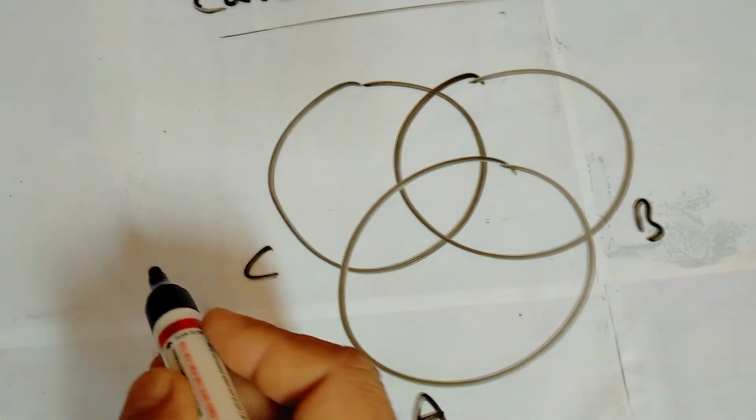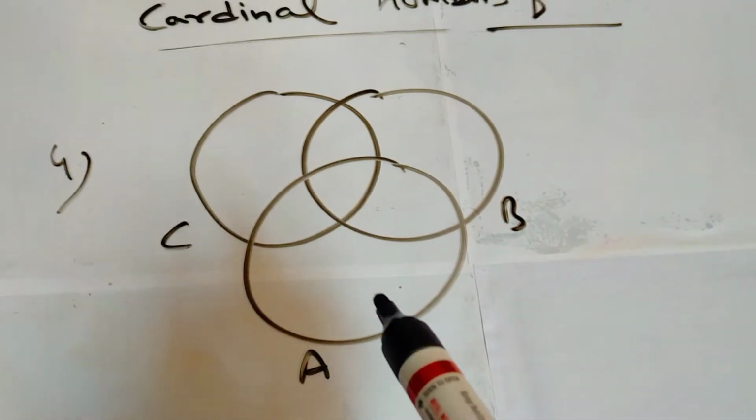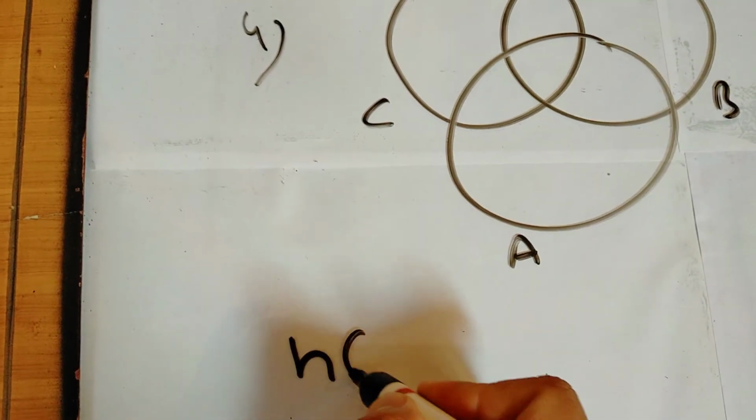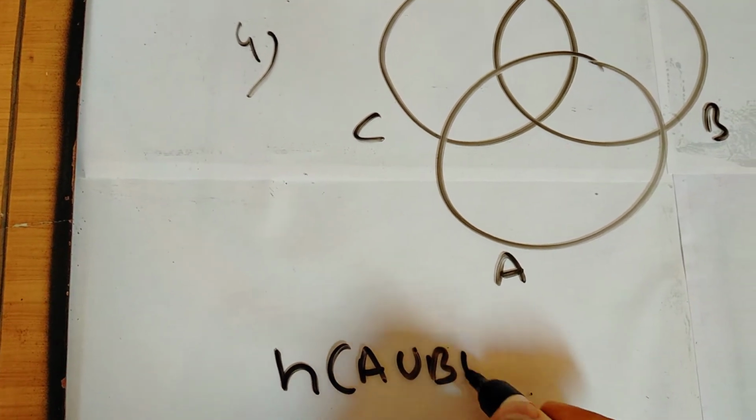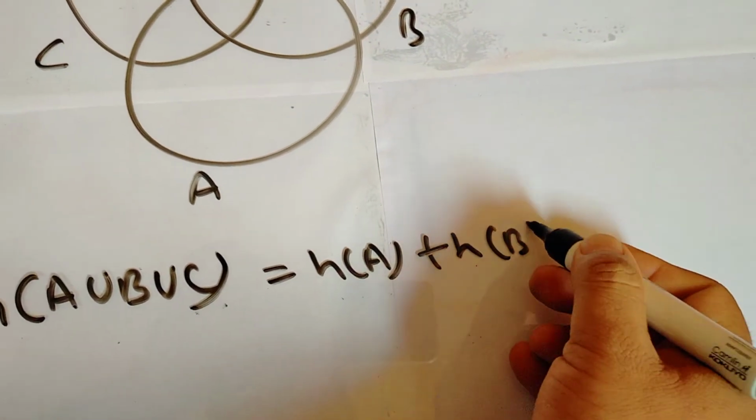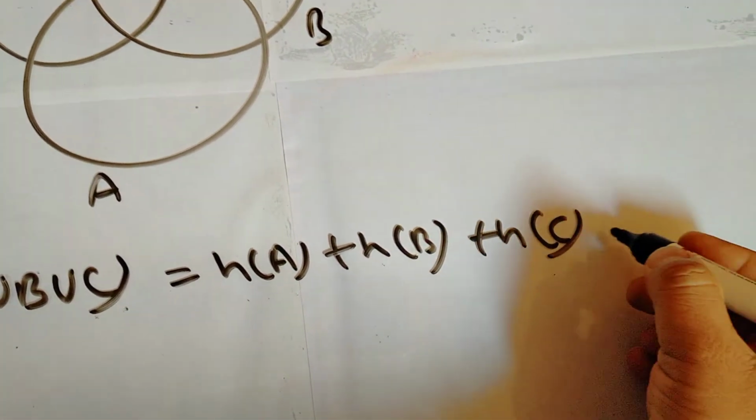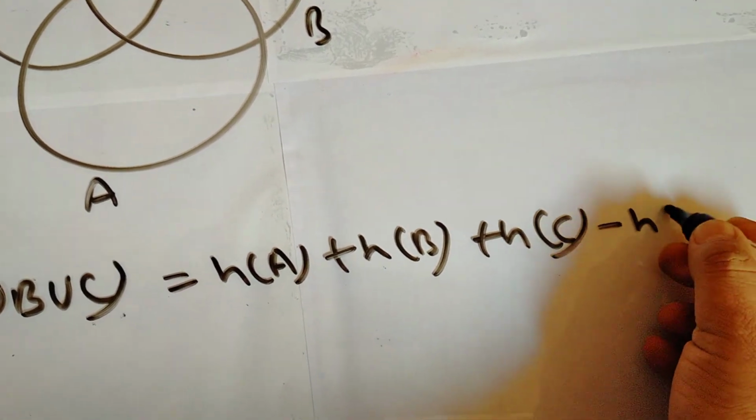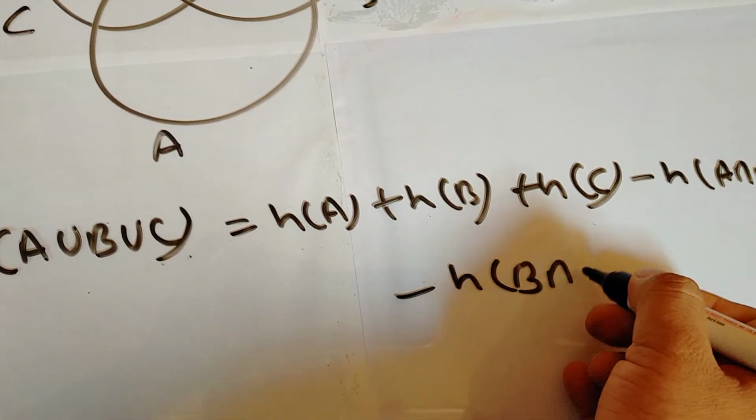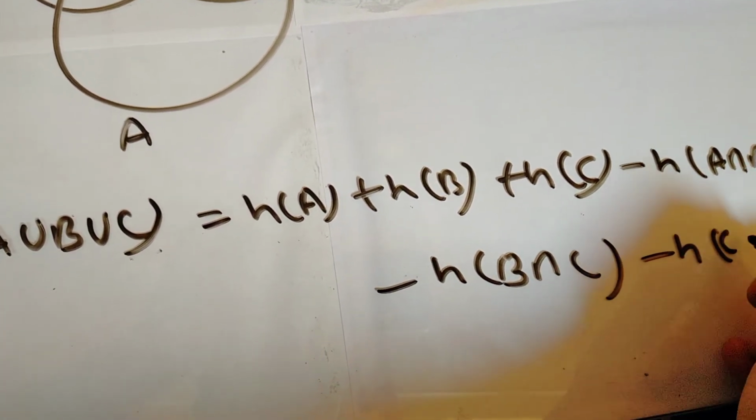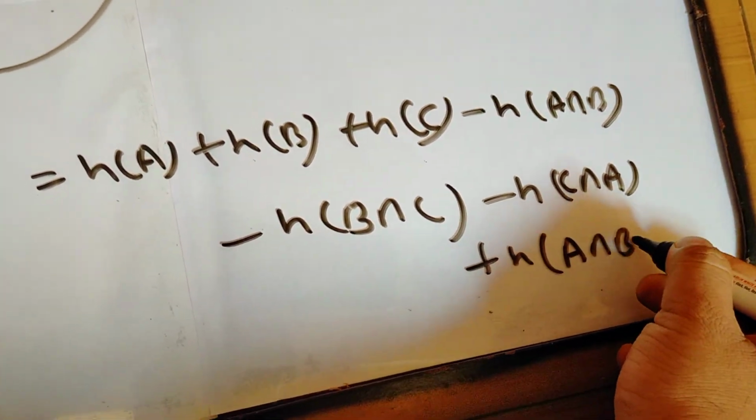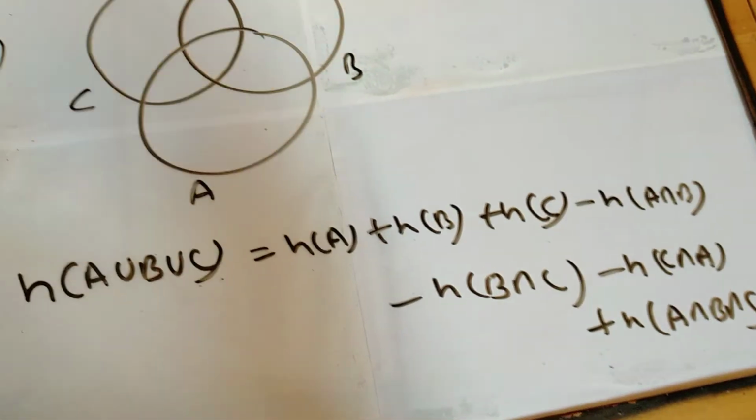Now let us discuss the next formula. This is the fourth formula. Here we have A, B, C, three sets involved. If we are interested in finding n(A union B union C), the formula is: number of elements in A plus number of elements in B plus number of elements in C, minus number of elements in A intersection B, minus number of elements in B intersection C, minus number of elements in C intersection A, plus number of elements in A intersection B intersection C. So this large formula you have to remember for three sets.